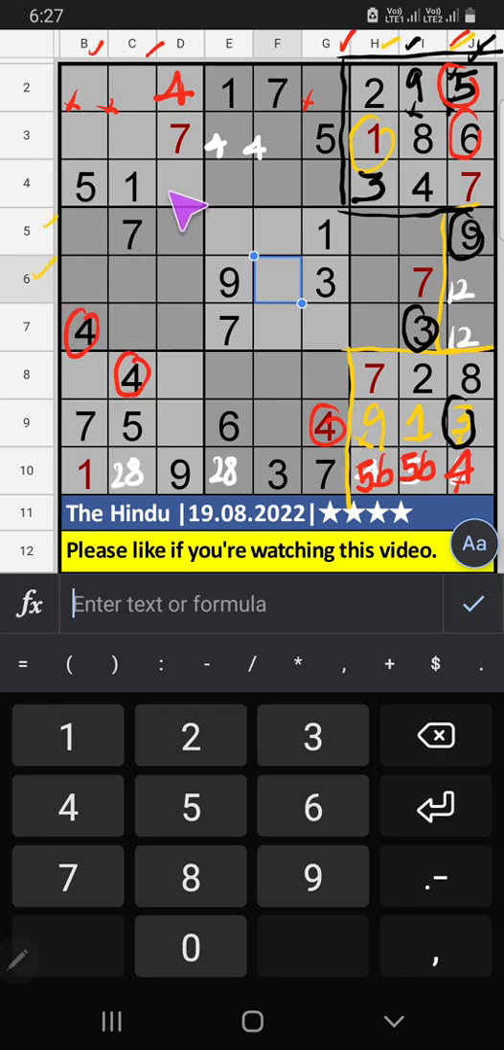5th row and 6th row, column D, we have 9. So 9 can't come in these cells. The 9 is confirmed here. 9th row, 2 numbers are remaining, 2 and 8. It will come in any one of the 2 cells. We will confirm later. 7th grade, 2 numbers are remaining, 3 and 6. It will come in any one of the 2 cells. We will confirm later.